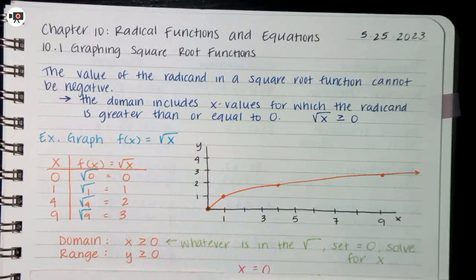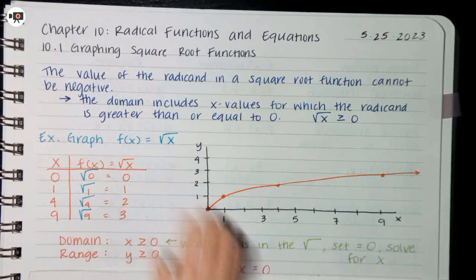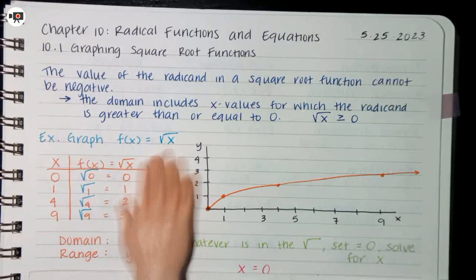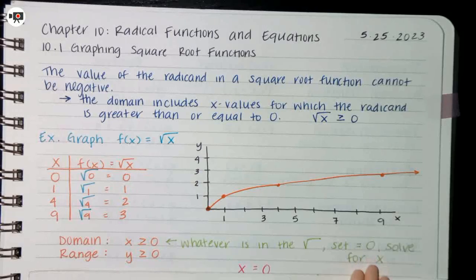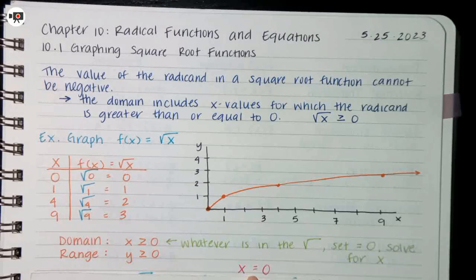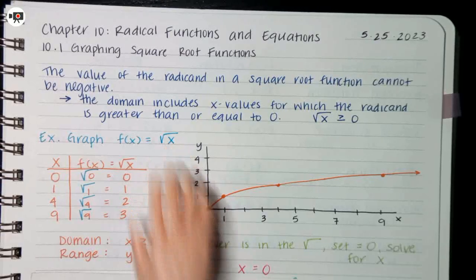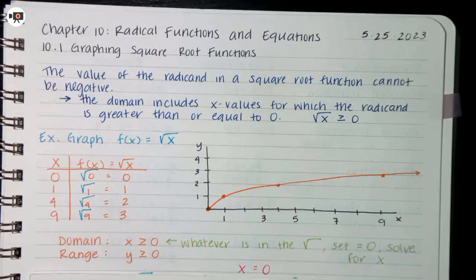To find the domain, you're going to take whatever expression is inside the square root, set it equal to 0, and then solve for x. In doing that, you're going to find what is the smallest value x can be, and then x can be anything larger than that as well to keep it positive. So in this case, the x was in the square root, so I did x equals 0, and x is already by itself.